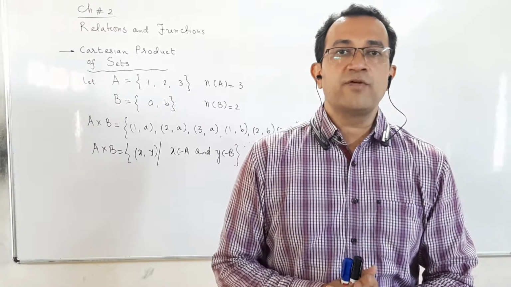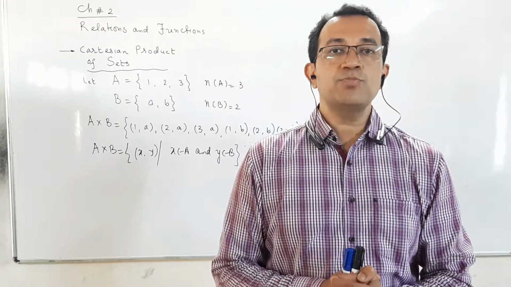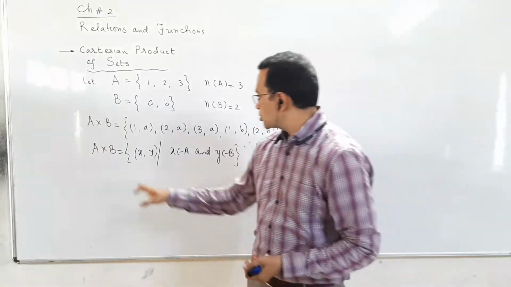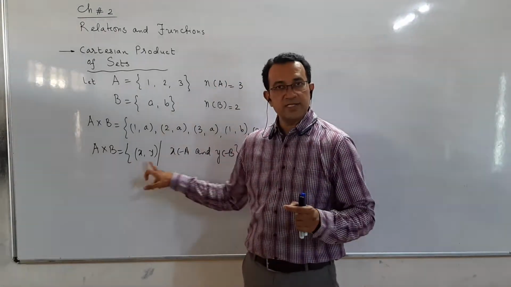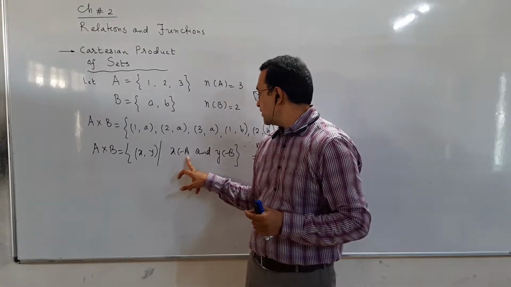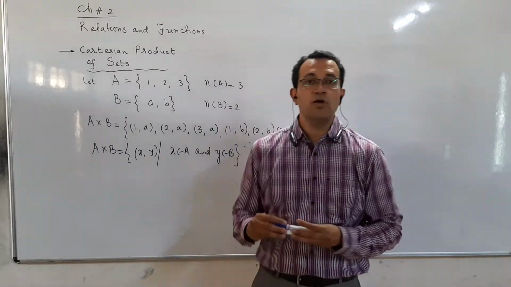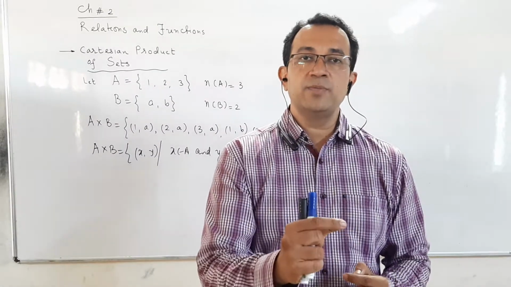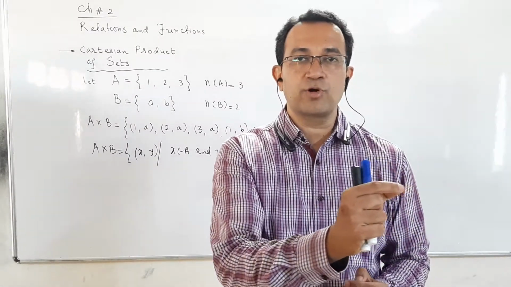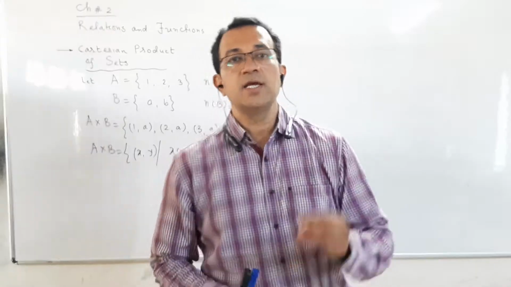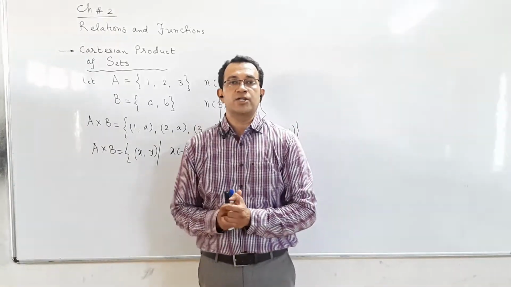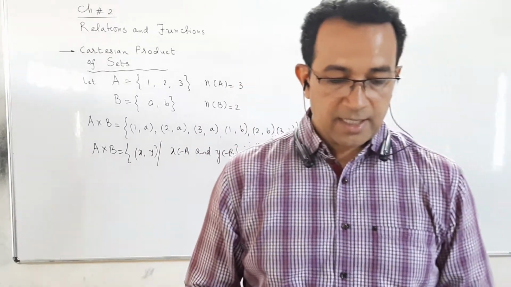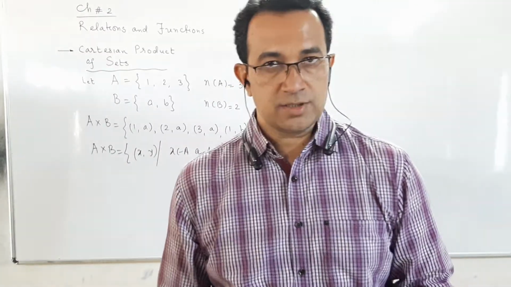So let us define formally again what is Cartesian product. For any two non-empty sets A and B, A cross B is the set of ordered pairs (x, y) such that x is an element of A and y is an element of B. In the ordered pair (x, y), the first element x will belong to the first set in the Cartesian product and the second element y will belong to the second set in the Cartesian product. So this is what, students, we have to study regarding Cartesian product.